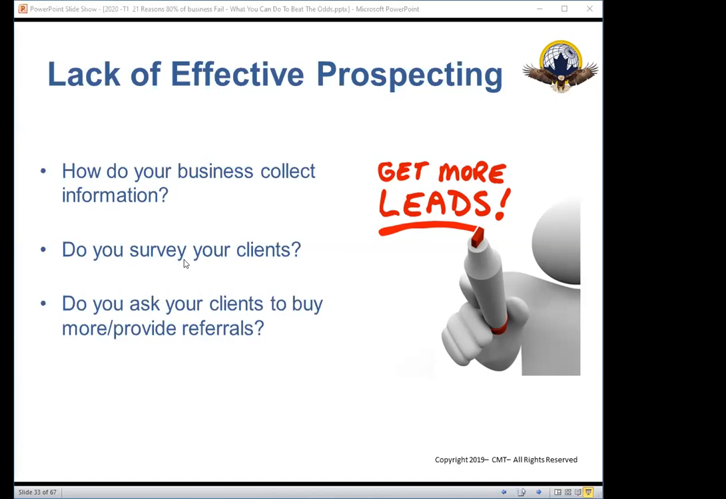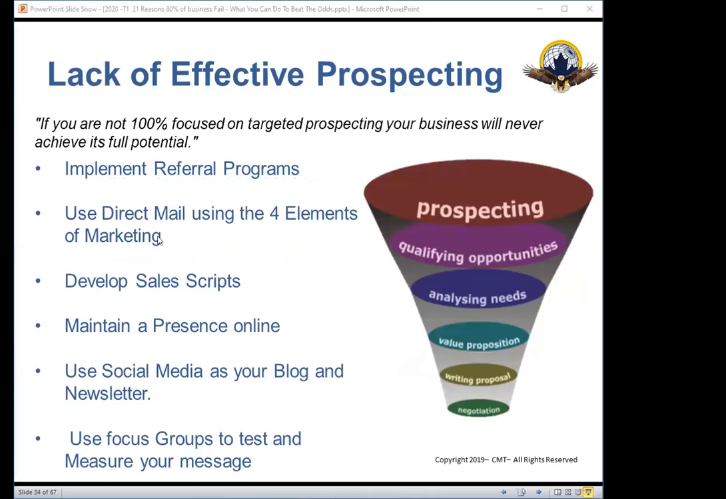And you want to be asking for more referrals. So, have you implemented a referral program? By the way, everything we're talking about here, we do all this. And we help you through the whole process. So use direct marketing, using the 4 elements of marketing. And the 4 elements of marketing are getting attention, engaging, educating, and making a special offer. And we do that in everything that we do in some way, shape, or form.